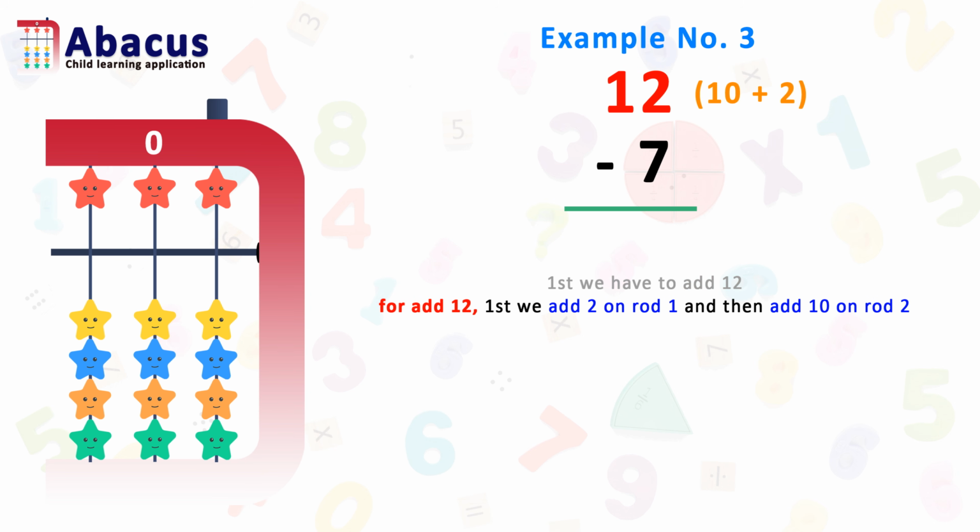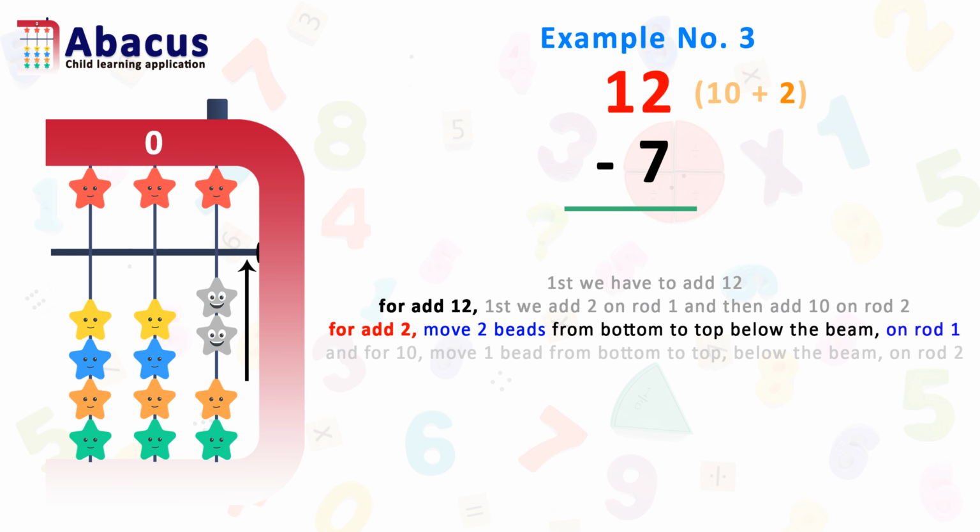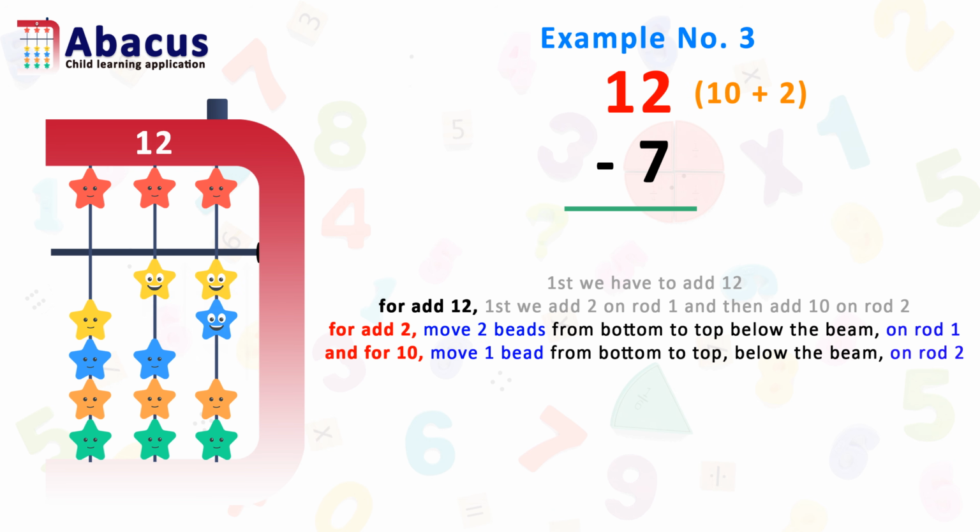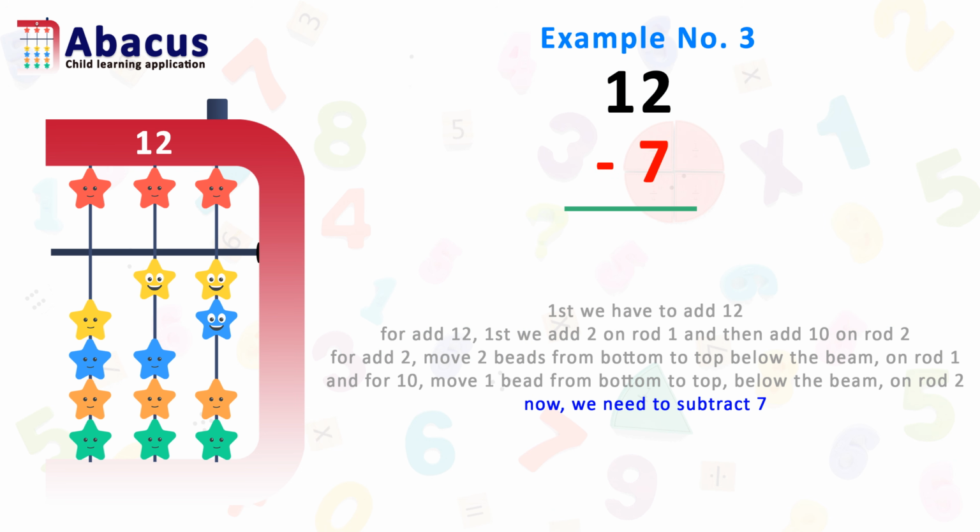For 12, first we add 2 on rod 1 and then add 10 on rod 2. So for 2, move 2 beads from bottom to top below the beam on rod 1. And for 10, move 1 bead from bottom to top below the beam on rod 2. That means the 10th column. Now we need to subtract 7. Can you guess how we subtract 7? Because on rod 1 we have only 2 beads.